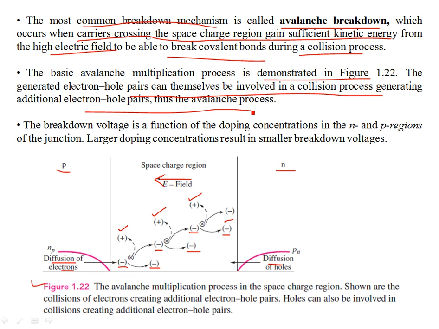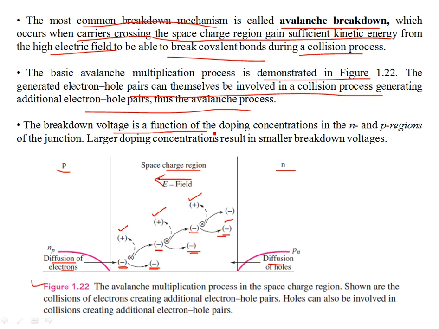So the E field is not only responsible for rupturing the covalent bonds and increasing the number of electrons and holes, but there's a multiplication process that goes on because of the sufficient kinetic energy of such minority carriers in the space charge region or the depletion region. They start colliding with the silicon atoms, and then in turn they multiply the electron and hole pairs, which again are contributing to the conduction of reverse current.